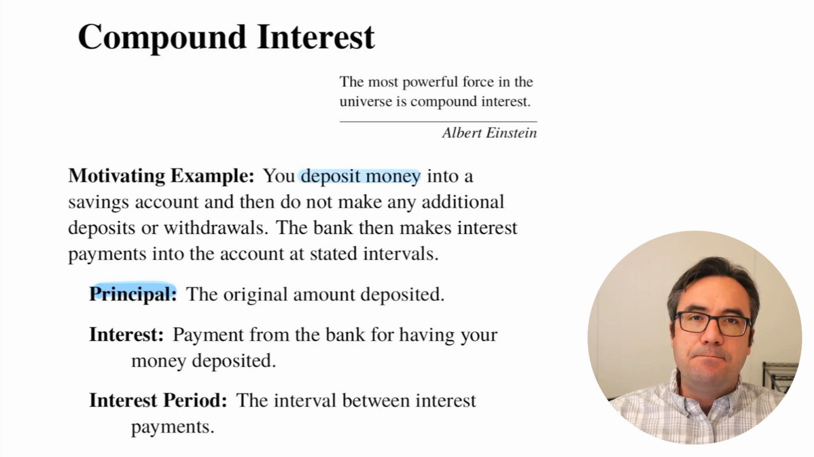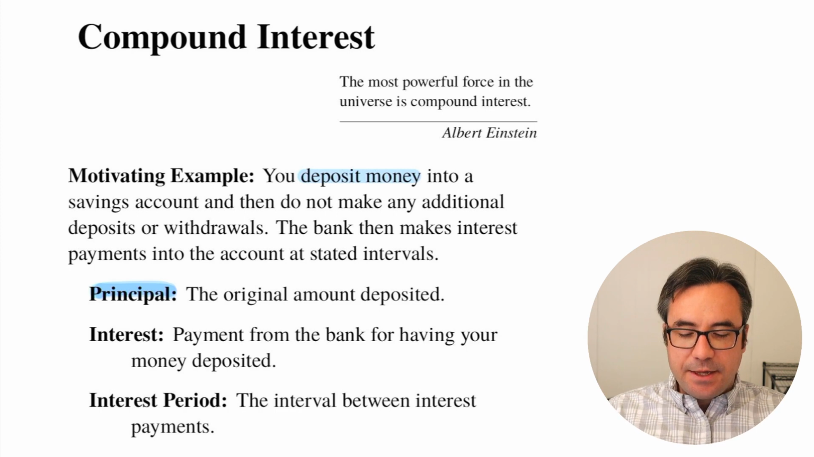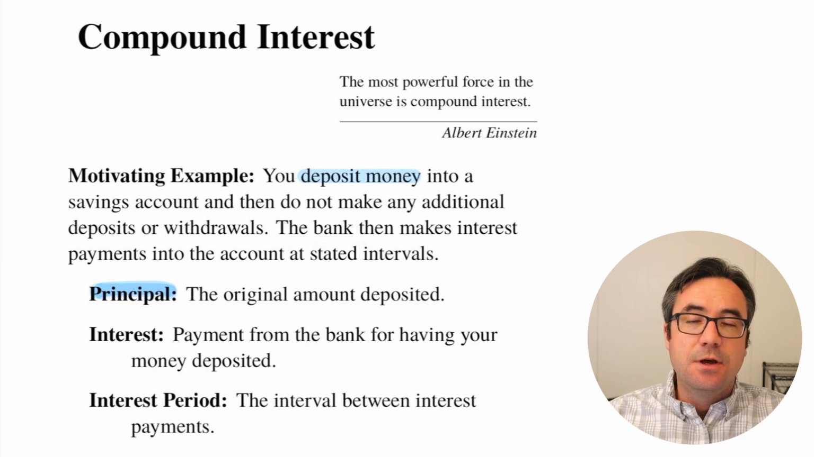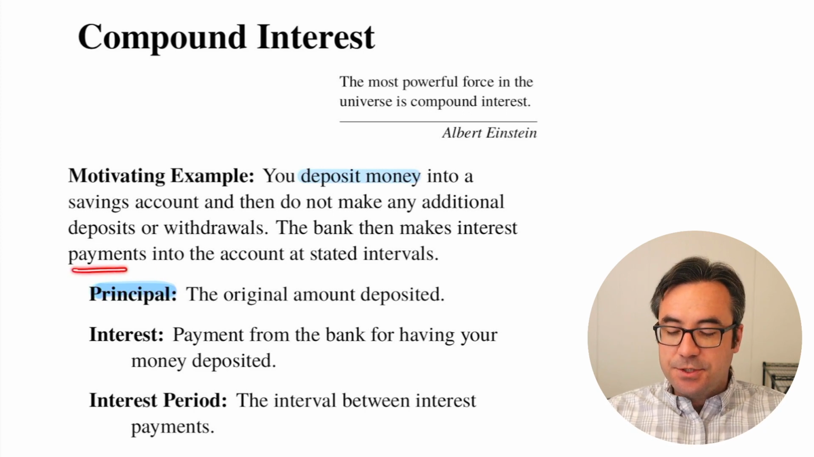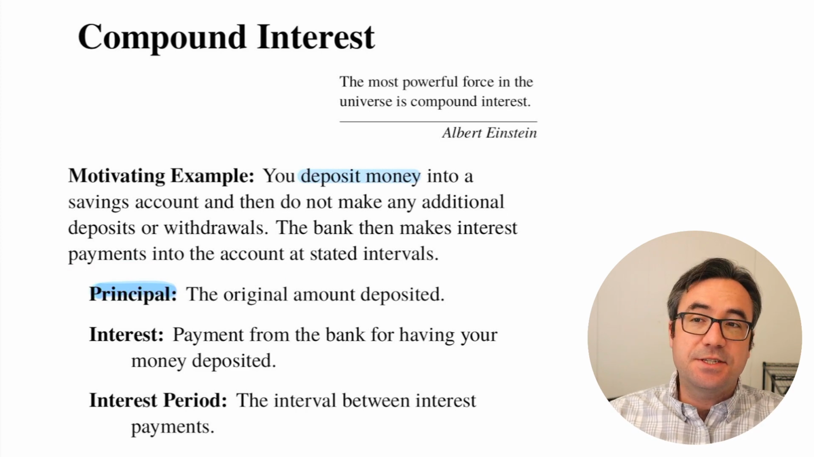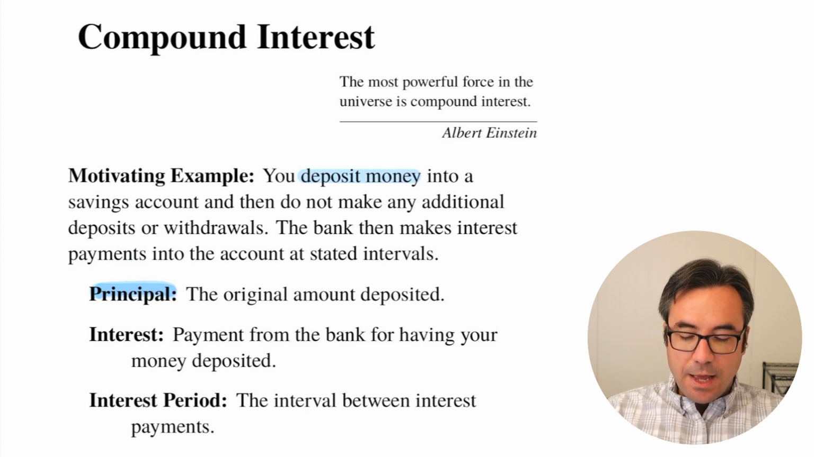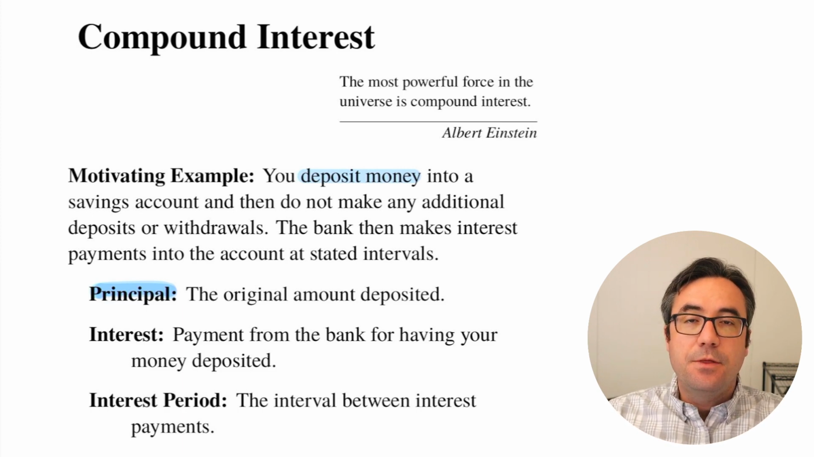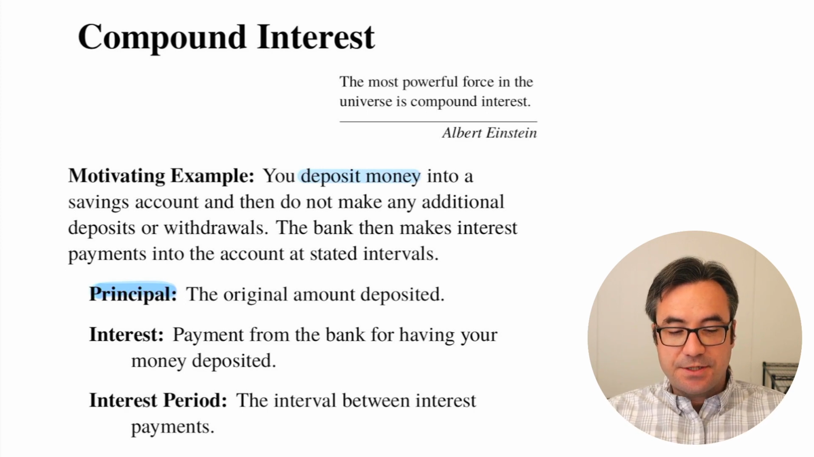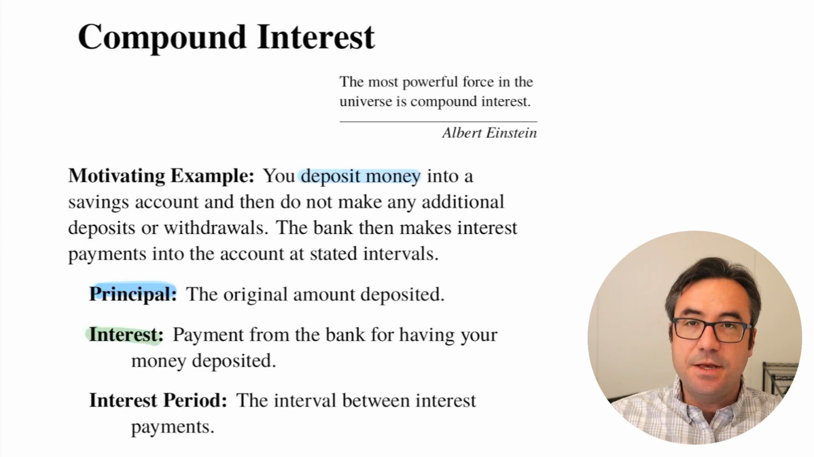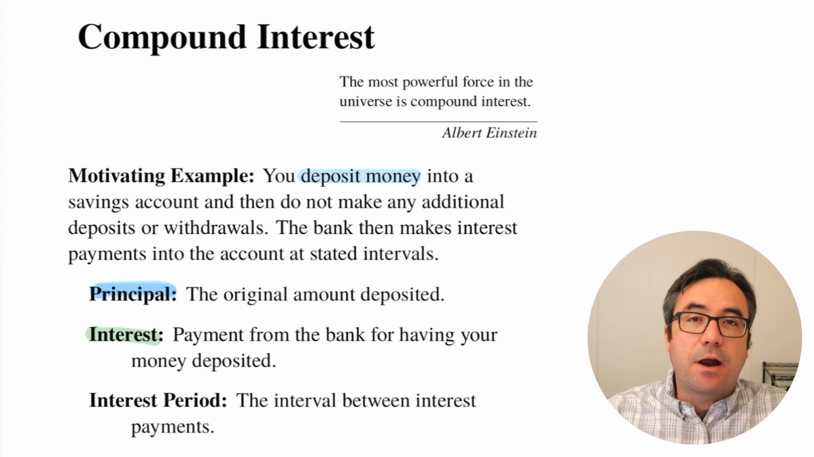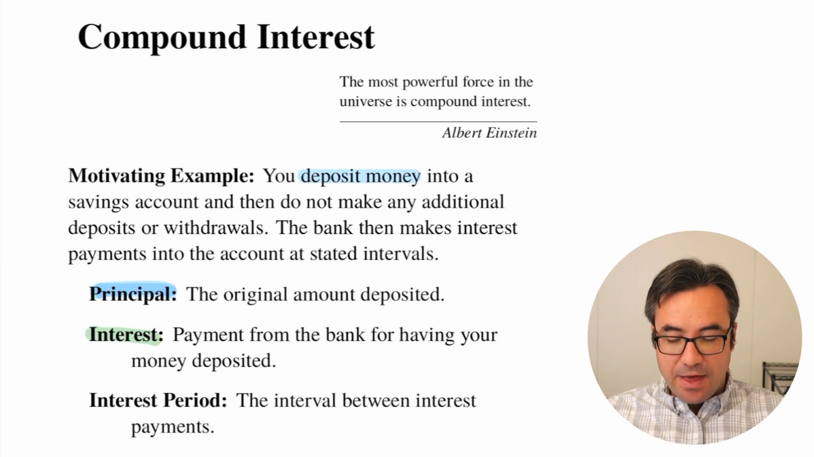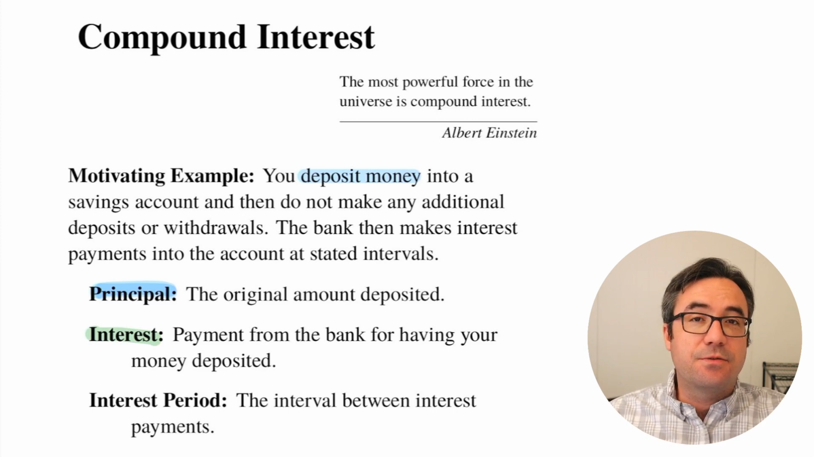Well, then, the way savings accounts work is the bank is actually going to pay us for having our money deposited there. So the bank is going to make interest payments into our account at stated intervals. And so when we sign up for our account, the bank is going to tell us the interest rate. And essentially, interest is the payment that we receive from the bank for having our money deposited. And then they're going to pay this at certain intervals.